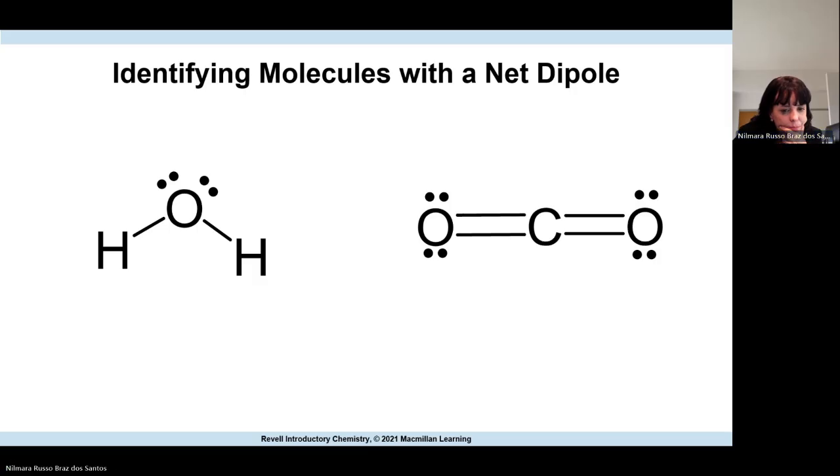Look at this. Let's go to this. So the CO2 molecule also contains polar covalent bonds. However, the molecule has a linear geometry, so the two polar covalent bonds pull in opposite directions. As a result, the molecule has no net dipole.